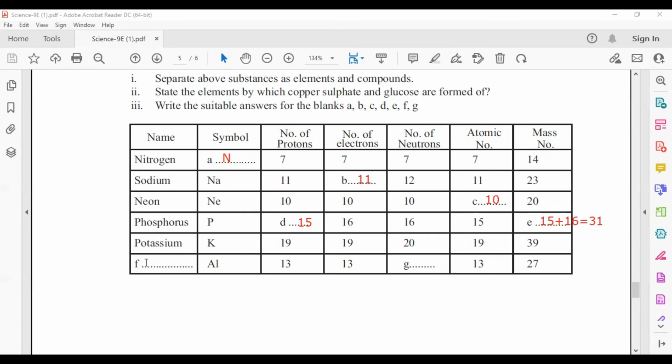Aluminium, the name is aluminium. The number of neutrons can be found by subtracting the atomic number from the mass number. 14 is the answer.